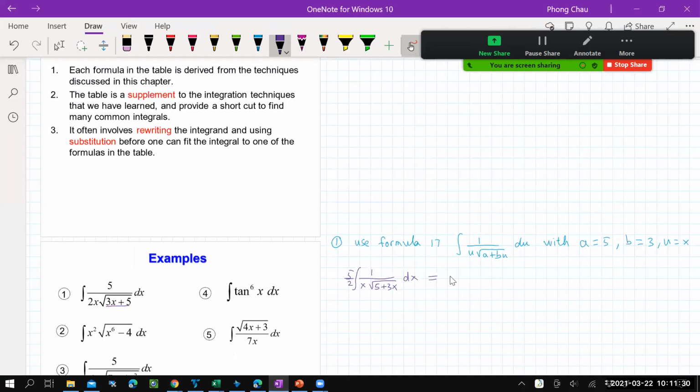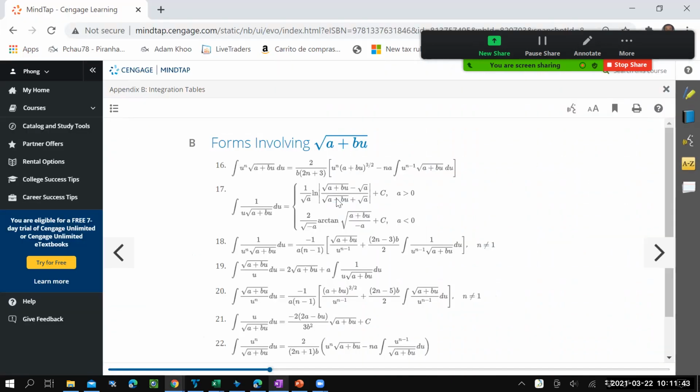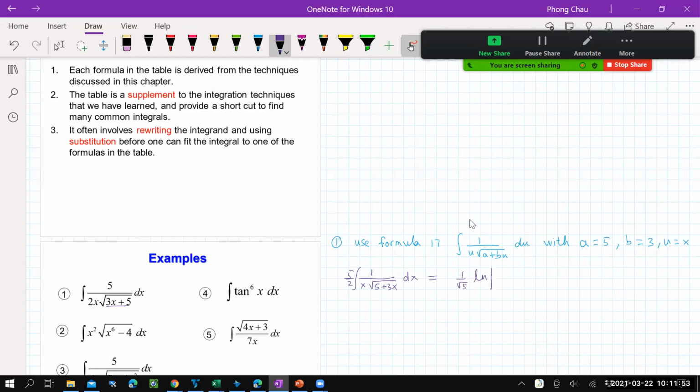All right, so it is 1 over root a. A is 5 times the natural log. Look at the formula again: natural log, absolute values, root a plus bu minus root a. So in our form, root a is 5, plus bx, a plus bu, minus root a again is 5.